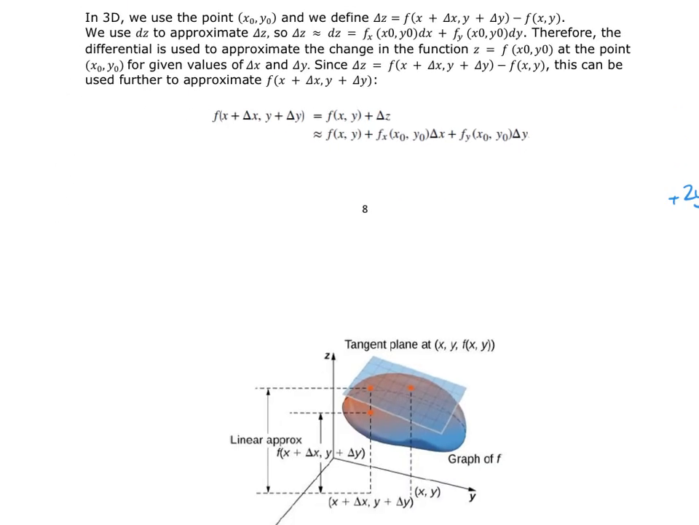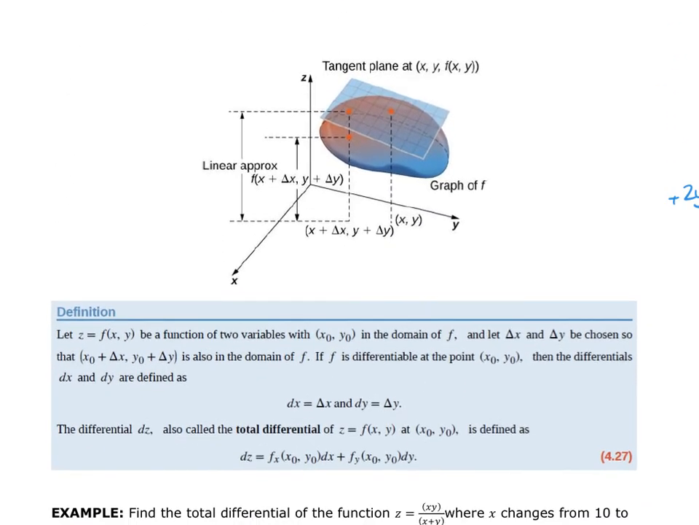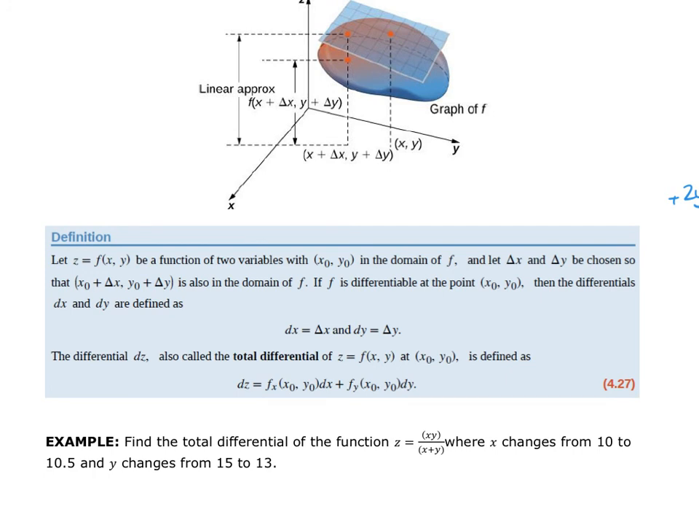And here is graphically what we're doing. Here's the definition. Let z be a function in two variables with a domain f. Let delta x and delta y, these are the differentials, be chosen so that they are also in the domain of f. So I take my initial point plus this change in x, just a slight change in x. If f is differentiable at the point x naught, y naught, then the differentials dx and dy are defined as this. And then the differential dz is called the total differential. And this is how we are going to define it.